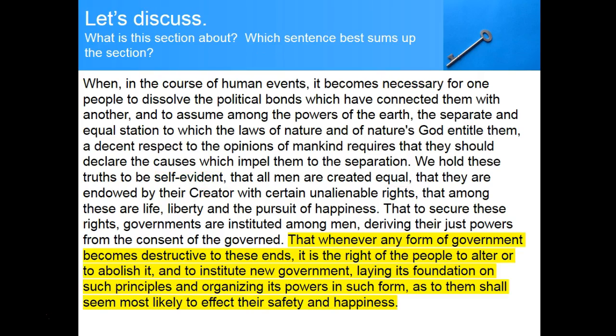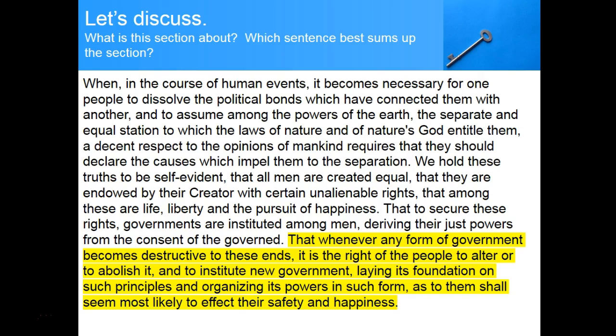So what is this section about? If we had to choose one of the sentences as written here to kind of sum up what this section is about, I chose that whenever any form of government becomes destructive to these ends, it is the right of the people to alter or abolish it, and to institute new government, laying its foundation on such principles and organizing its powers in such form as to them shall seem most likely to affect their safety and happiness.